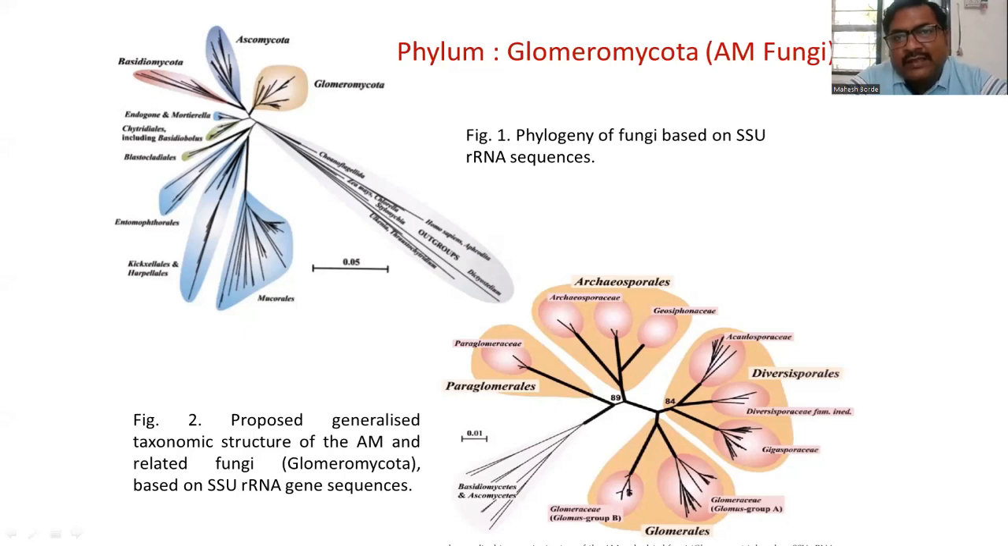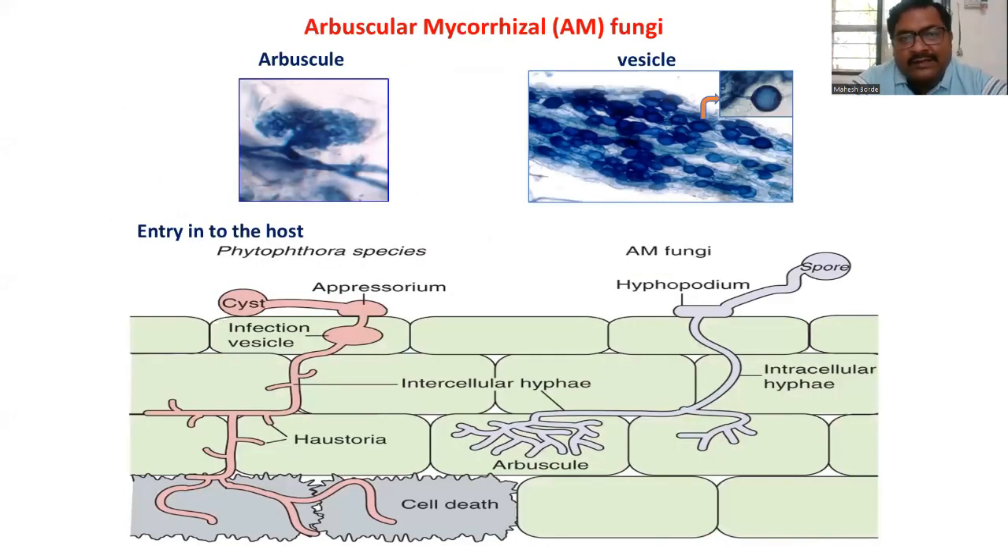And that's why they were placed into a new phylum, Glomeromycota, with four different orders based on morphology as well as molecular phylogenetic analysis. They form four different orders. Now we can see what the exact biology of these arbuscular mycorrhizal fungi is.